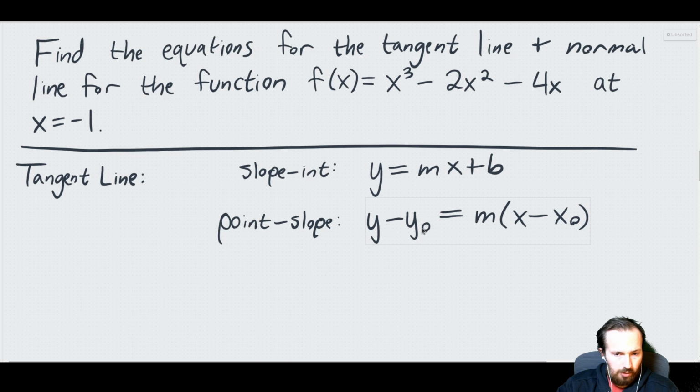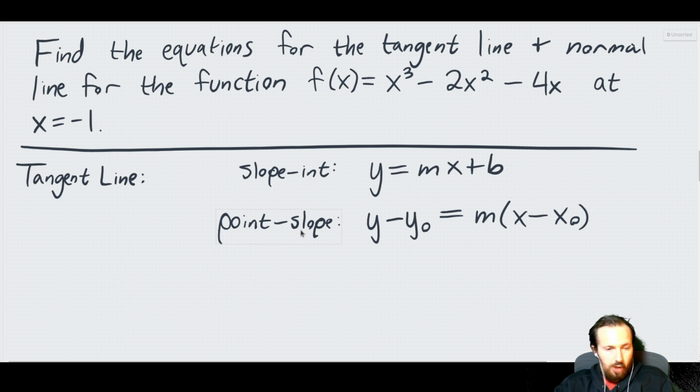So that's kind of our goal. If we can figure out the slope of the tangent line and a specific point on the tangent line, we can just plug those into here, and that will be the equation of the tangent line. So that's what we're trying to do. Now, how do we find that? Let's start with the slope.